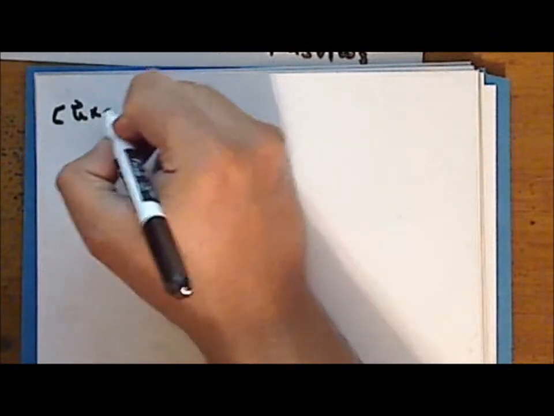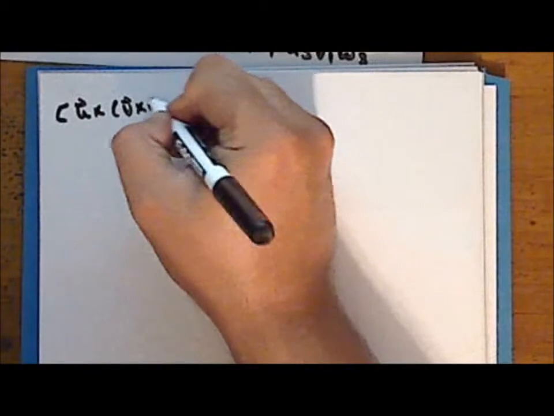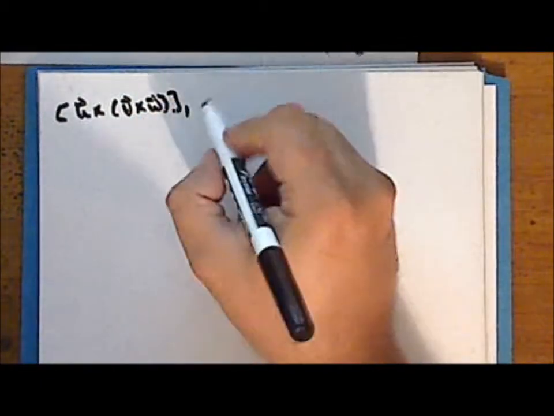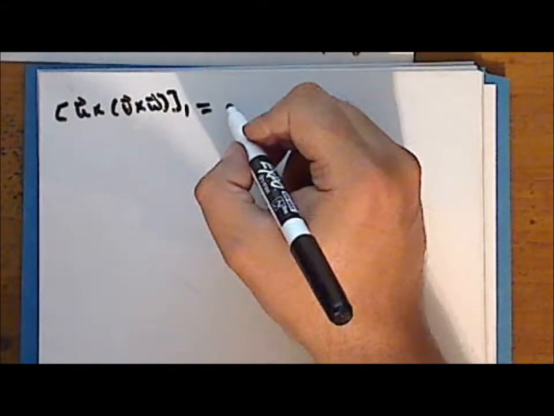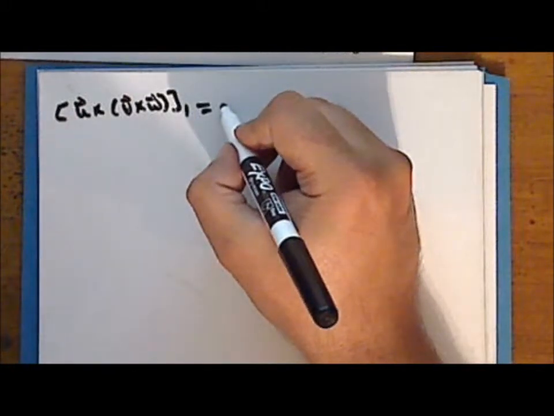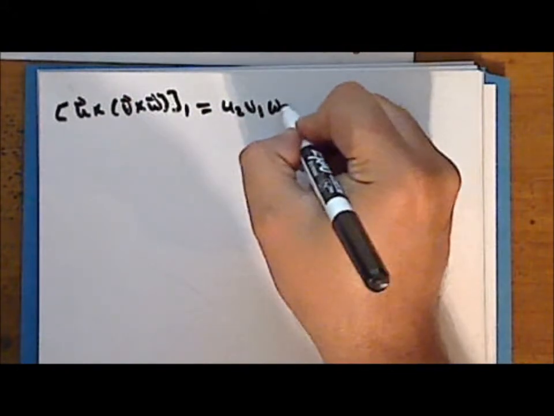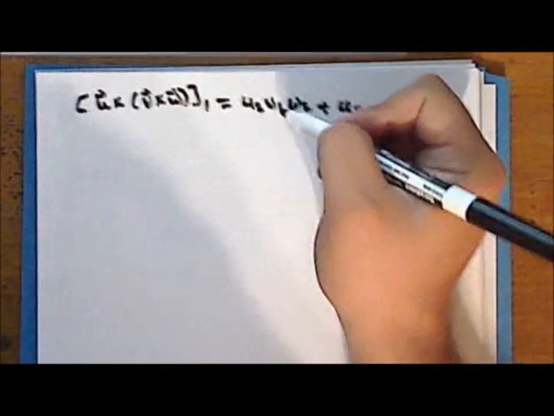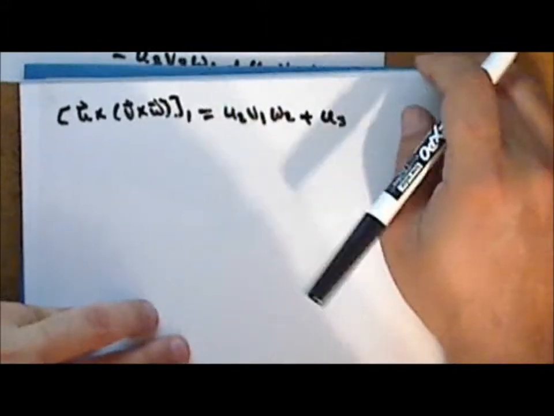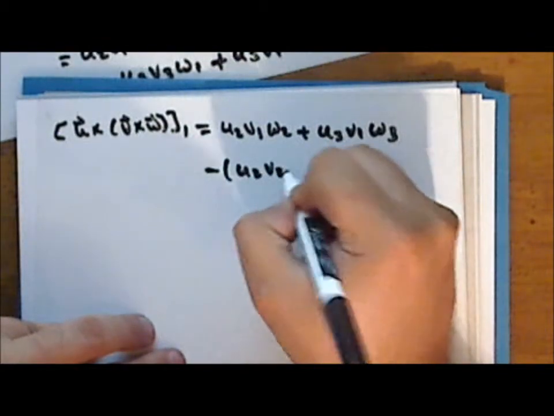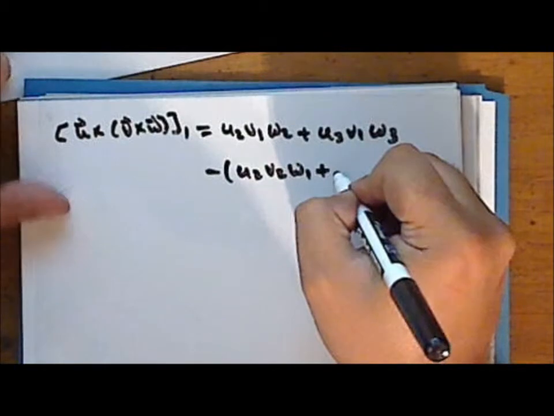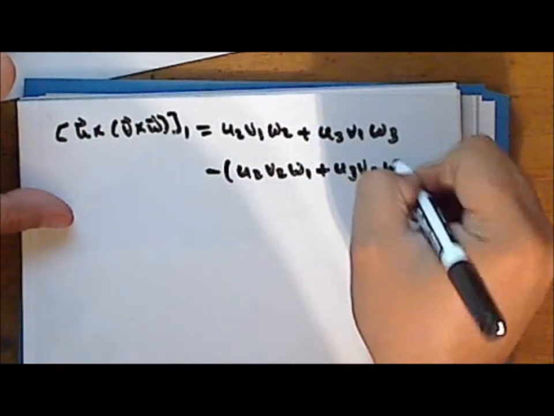So I'll rewrite this. So the first component of the cross product of the vector u with the cross product of v cross w is u sub 2 times v sub 1 times w sub 2 plus u sub 3 times v sub 1 times w sub 3, minus the quantity u sub 2 times v sub 2 times w sub 1 plus u sub 3 times v sub 3 times w sub 1.